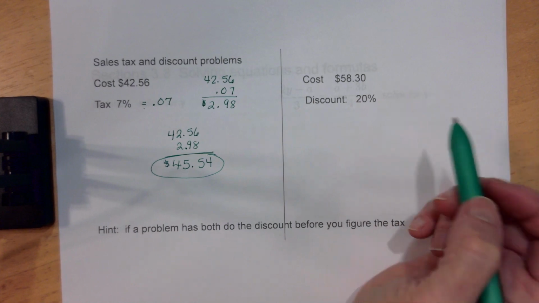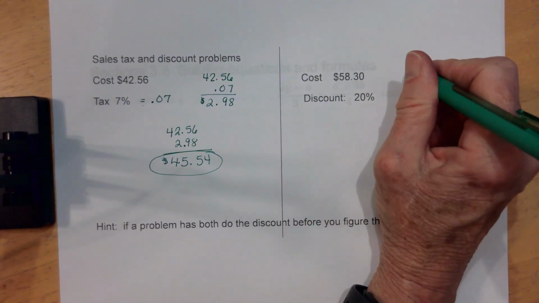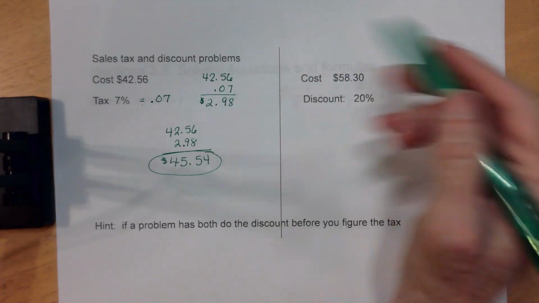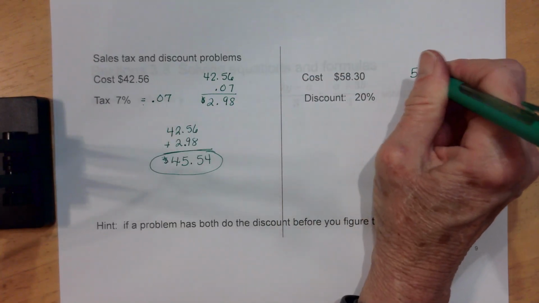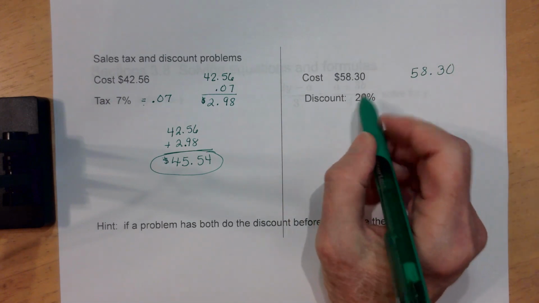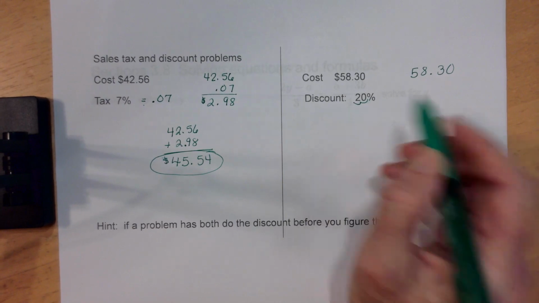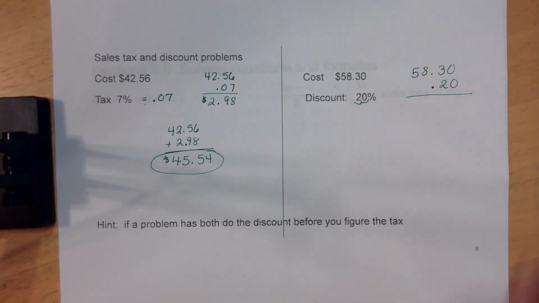The discount is done similar, except it's going to subtract from the price instead of adding like with the tax. We had $58.30. Again, you have to change it to a decimal, so I'm moving the decimal two places to the left. So I'm multiplying it by decimal 20.